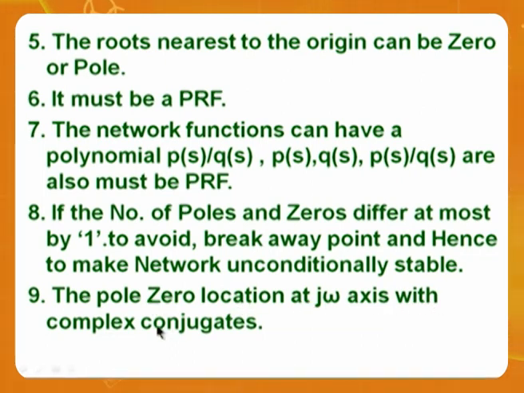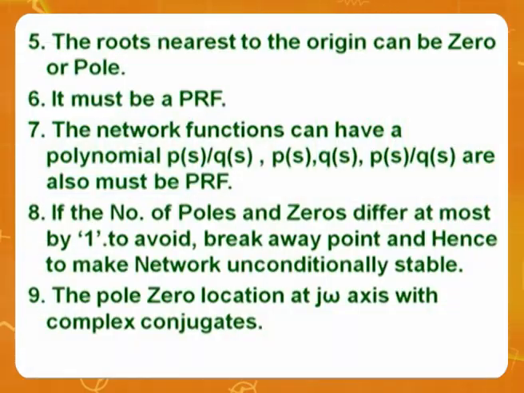As I told you, pure LC, only the j omega axis. RC, RL, sigma axis. RLC, complex conjugate but not on the j omega axis. So this is all about LC properties. What are the different properties that we have to have before an LC network?